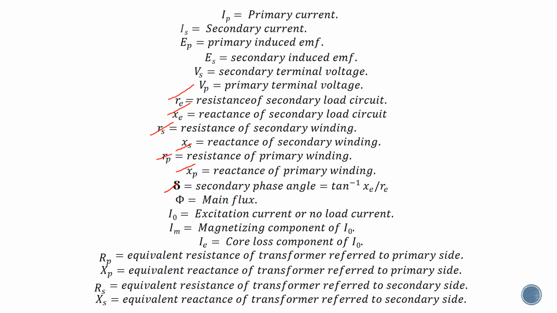Capital RP and capital XP are your equivalent resistance and reactance referred to your primary side, and in the same way capital RS and capital XS are the equivalent resistance and reactance referred to the secondary side. Therefore, please revise the formulas very carefully, as the terminology differs depending on whether RP or RS is used to calculate the same.